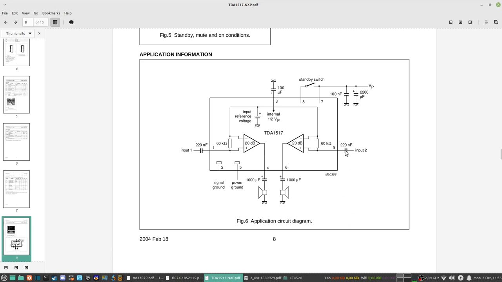Here we have the input caps, for example, 220 nanofarads. Those are probably going to be ceramic. It seems like that's what it is on the card. So we're not going to bother changing those. What we're interested in is electrolytics. So here we have the outputs 4 and 6 for the speakers. And I have 1000 microfarads in series here. And then the speaker and then ground.